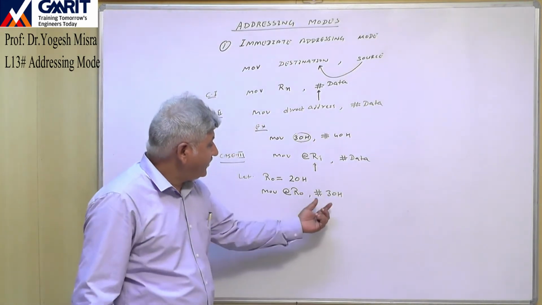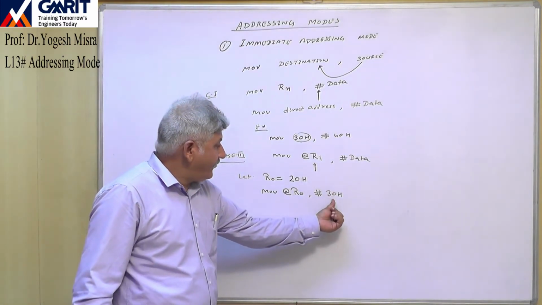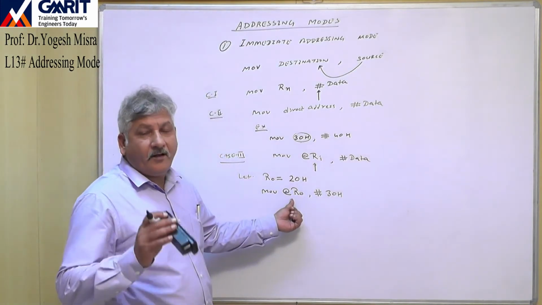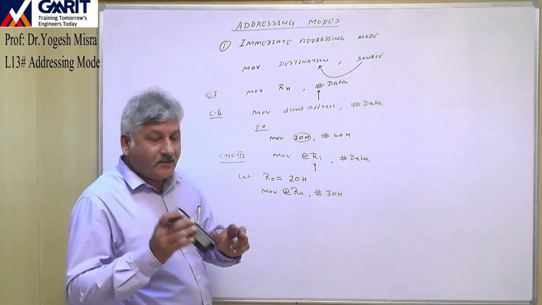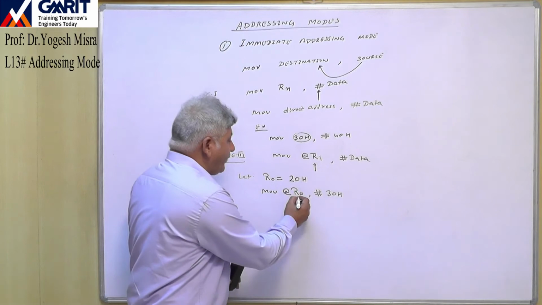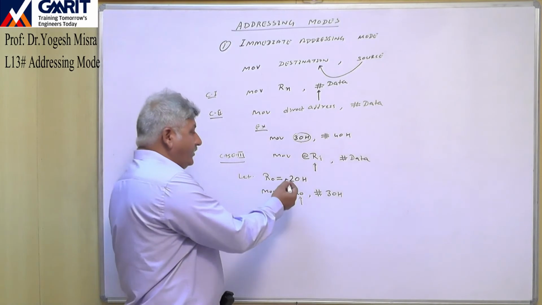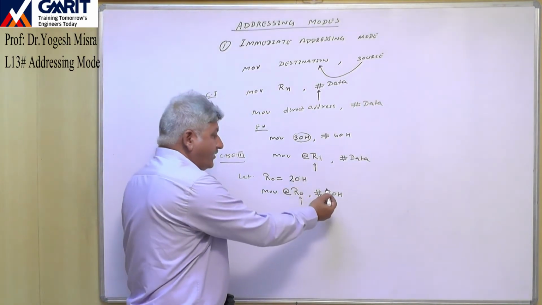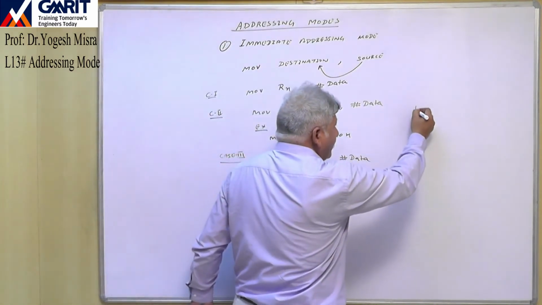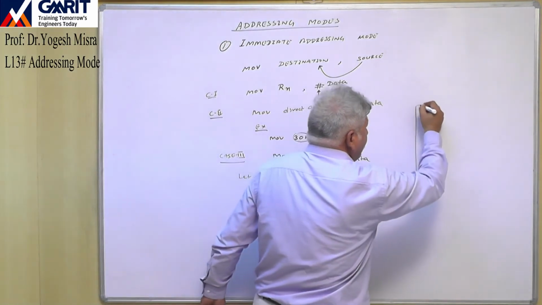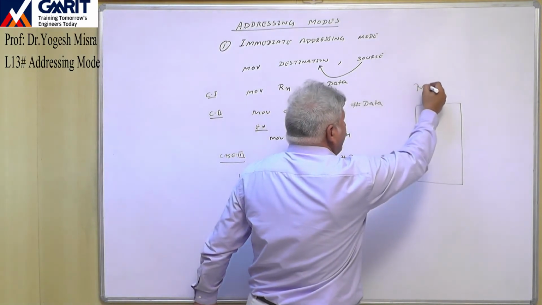Now, this is our source, which is the immediate data. This data will be moved in internal memory, in internal RAM, and the address is defined by or pointed by R0 register. The value of R0 is 20H. So this 30H will be moved at address 20H. So here we will take this example. This is our RAM.